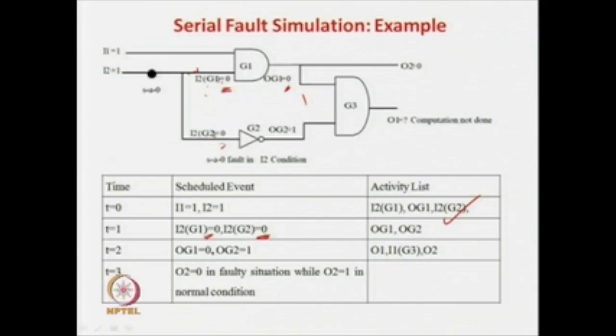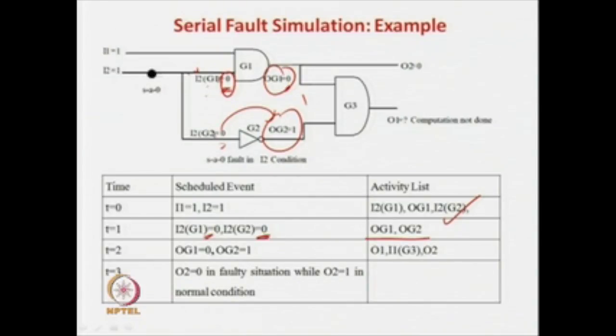Sorry. Okay. So, what is in the new activity list? This one is in the new activity list because of this, and this one remains in the activity list. This could not be computed because in the first value this one was not known to us. Correct. So, now in the next activity list, we have OG1 and OG2.